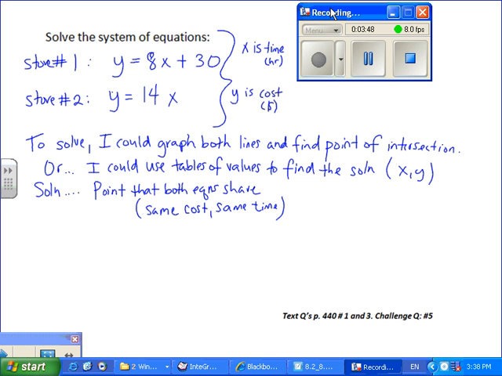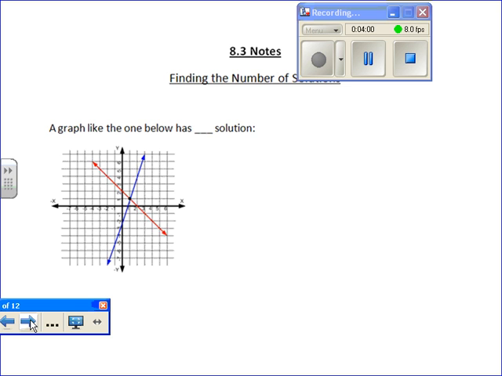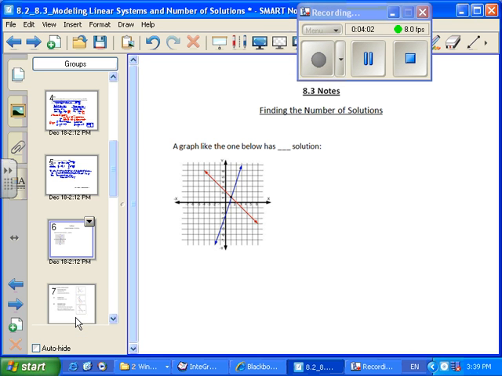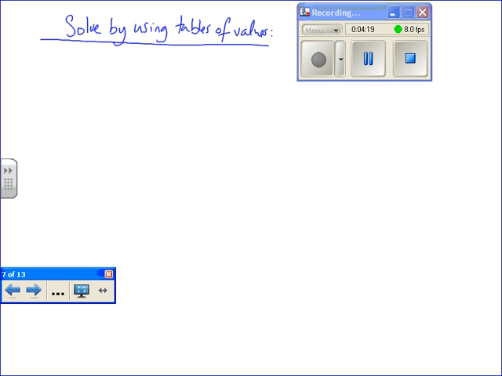We could go ahead and solve it using a table of values. So let's do that. Again, you could graph it. Either one is a great way to solve. I'm going to use the table of values. So I'm going to set up a table of values for each one. Here's store 1.